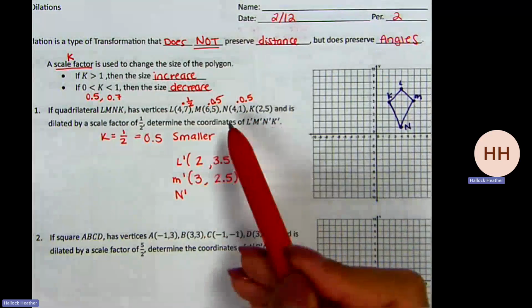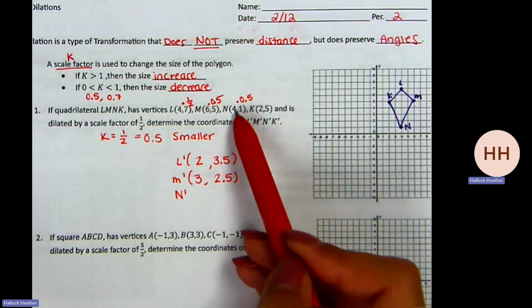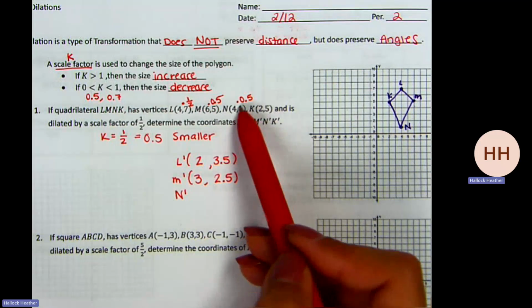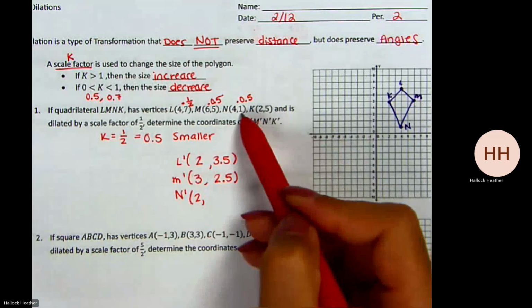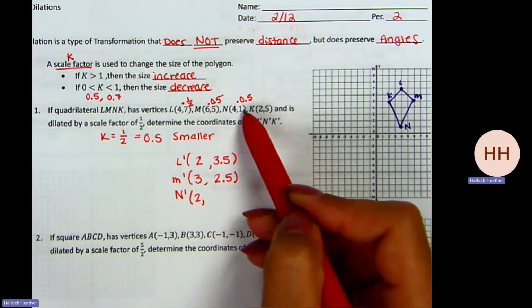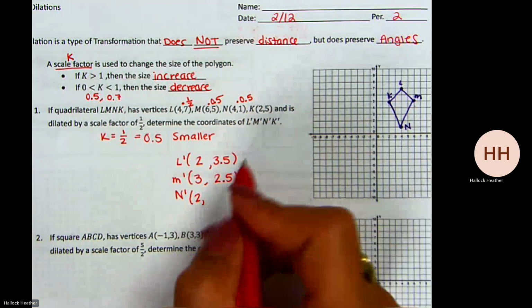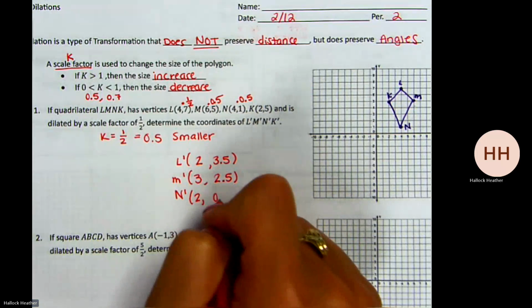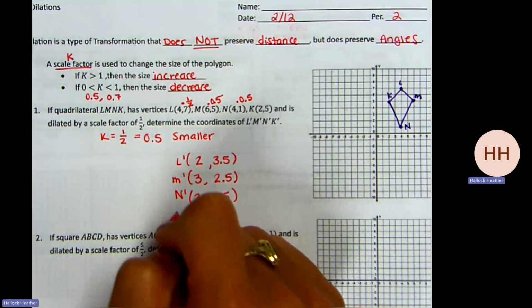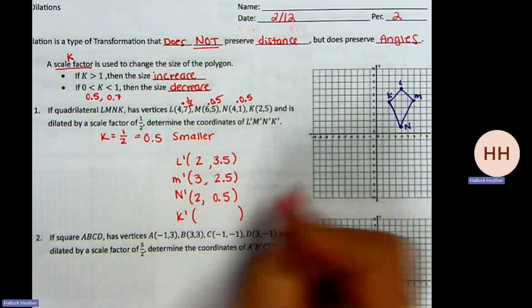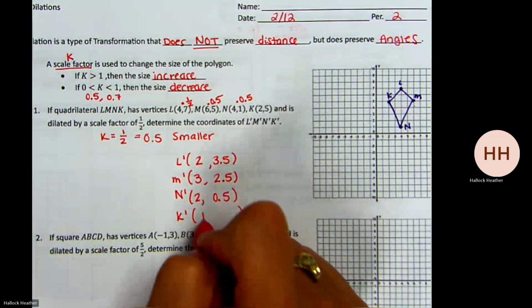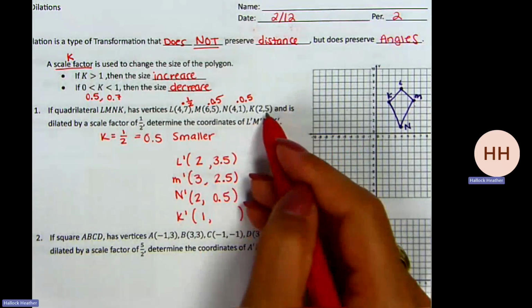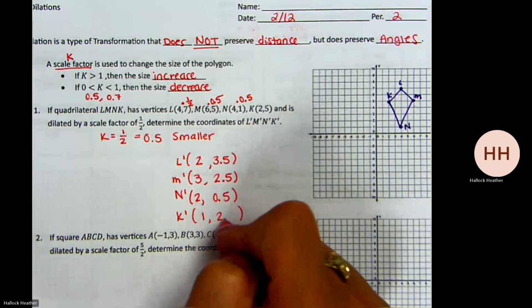If you want, you can use a calculator for this. I'm taking 4, I'm multiplying by 1/2. 4 cut in half is 2. I have 1 cut in half is 0.5. And then K, same thing, I'm cutting it in half. 2 cut in half is 1. 5 cut in half is 2.5.